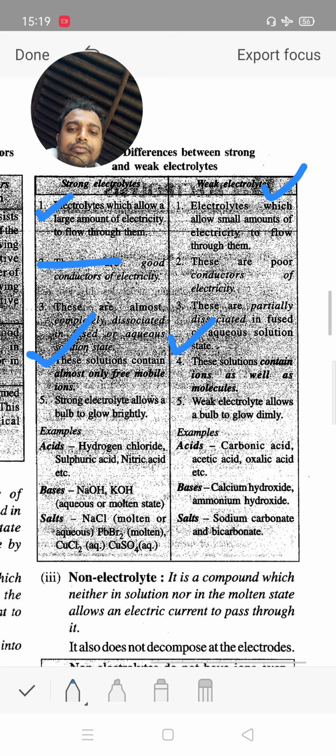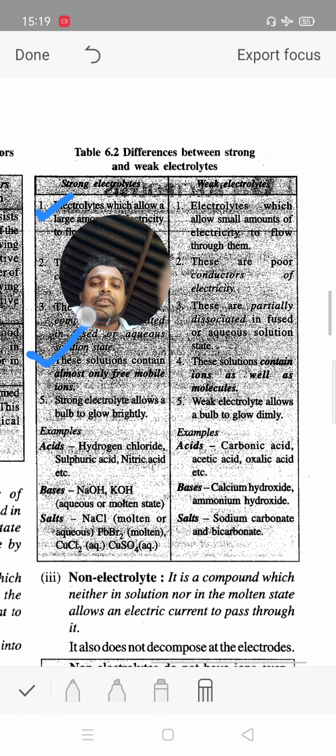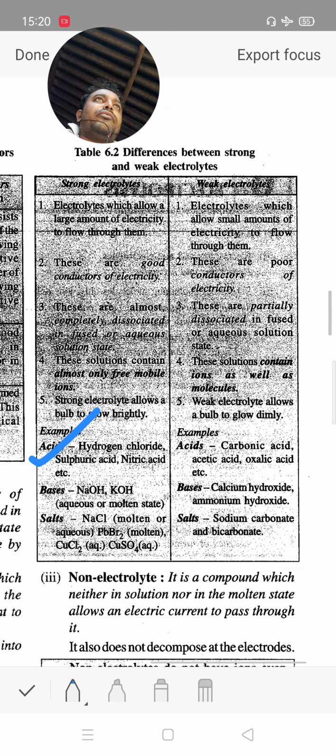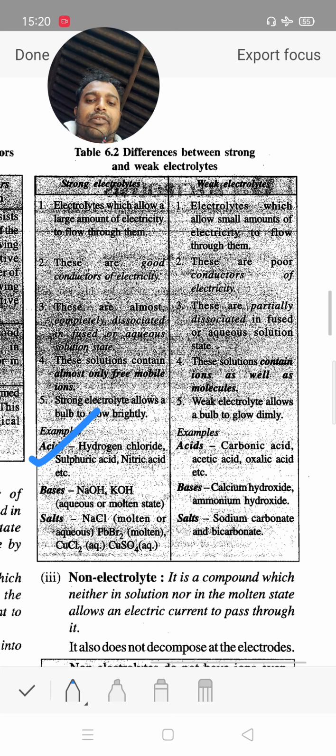Now, strong electrolyte acts as a good conductor and weak electrolyte acts as a poor conductor. We already discussed the examples. Strong acid is an example of strong electrolyte, and weak acid is an example of weak electrolyte. Strong base is an example of good electrolyte or strong electrolyte, and weak base is an example of weak electrolyte.